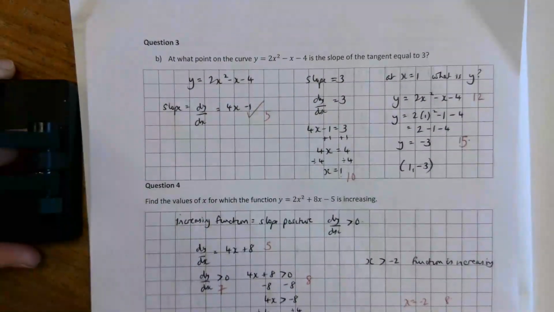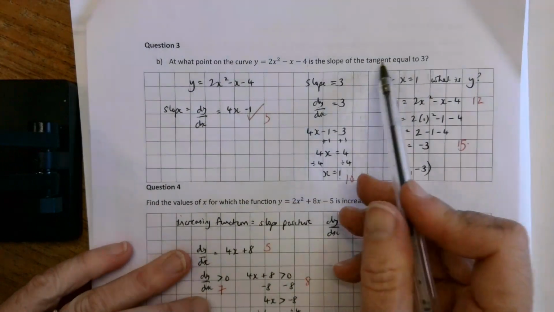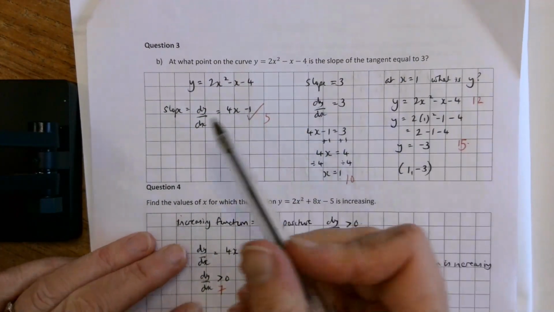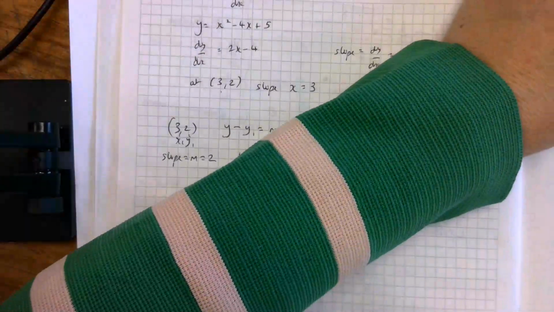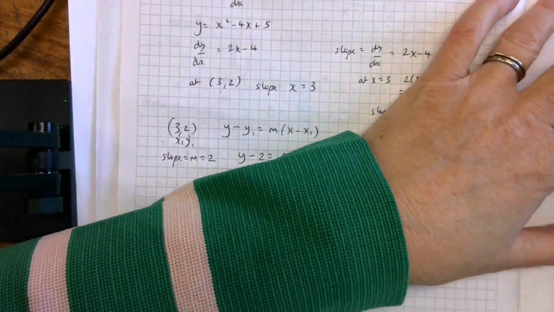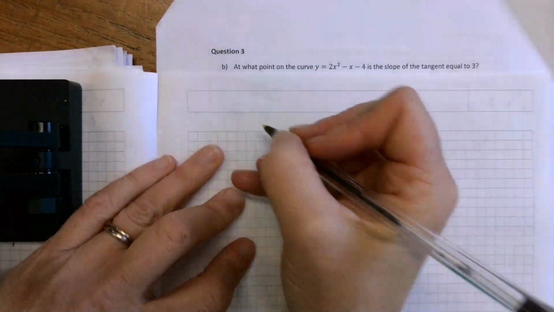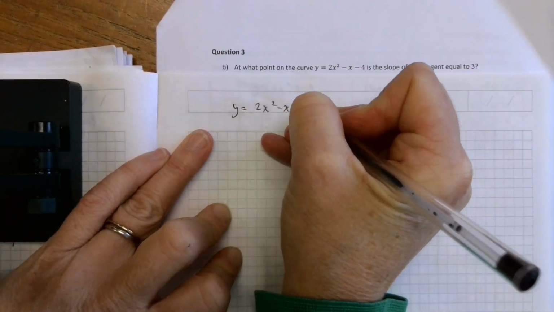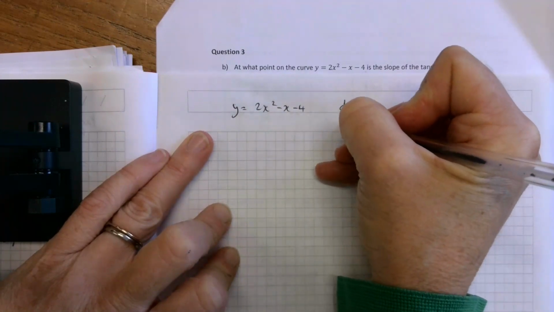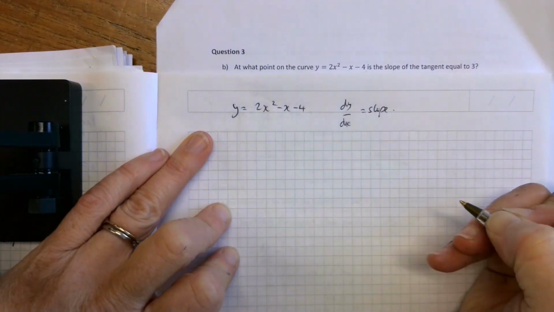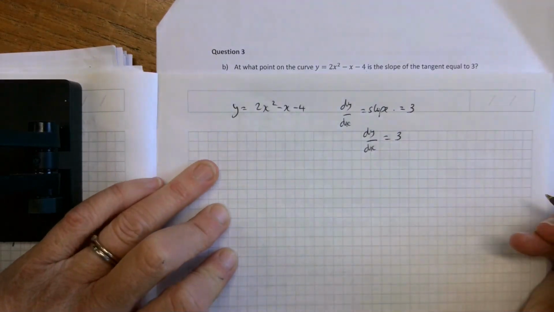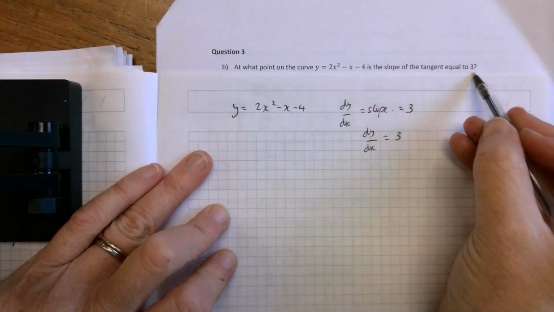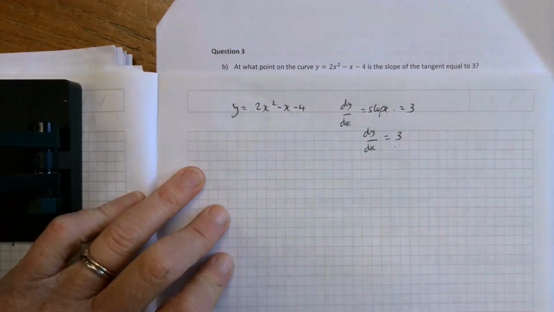Okay, so over the page then. At what point on the curve y equals 2x squared minus x minus 4 is the slope of the tangent equal to 3? So again, writing down slope equals dy/dx. And again, I'll do the whole question under here so that I can rewrite it. So the curve is y is equal to 2x squared minus x minus 4. I see slope, so I'm writing down dy/dx is equal to the slope, and it's equal to 3. As soon as I see slope equal to 3, I'm making that connection, dy/dx is equal to 3.